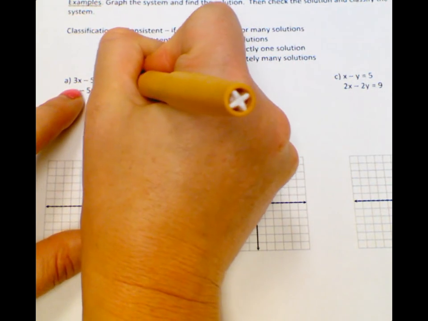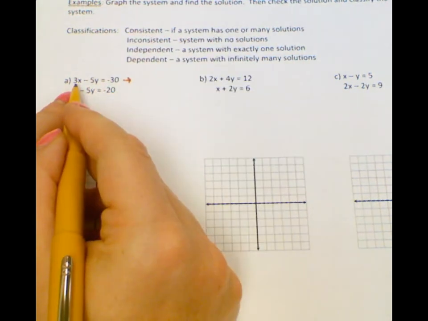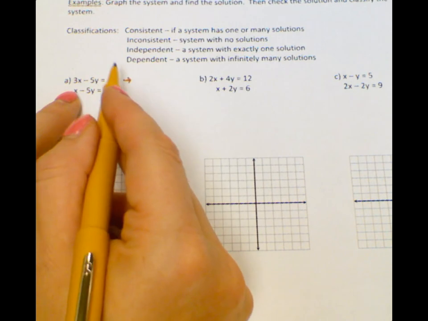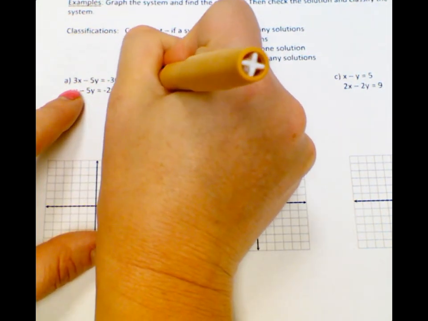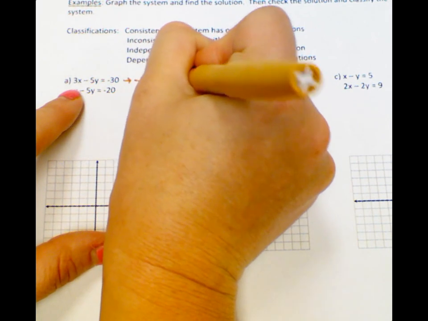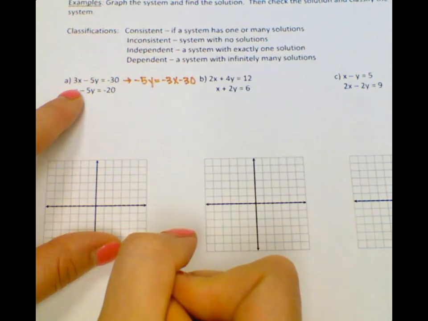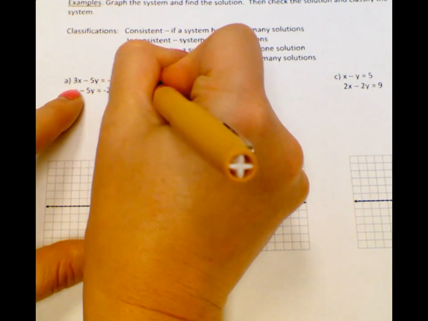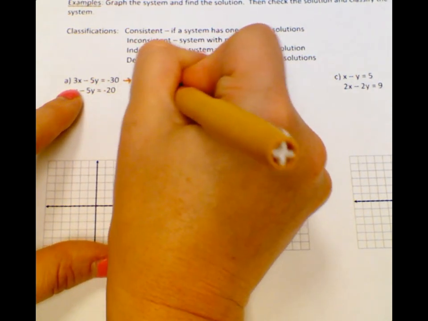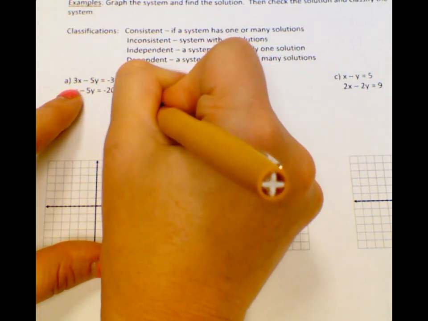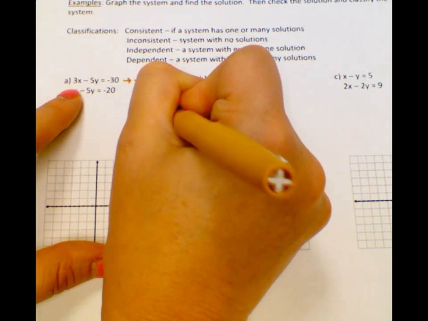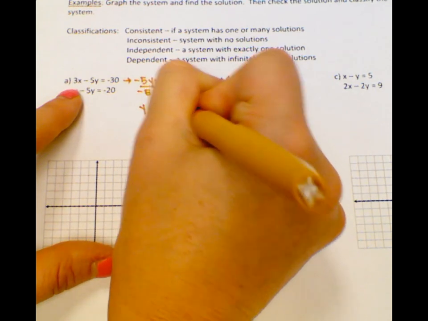Okay, so let's start with this first one. I'm going to move this 3x to the other side. If it's positive over here, what's it over here? Negative. Good. So I have negative 3x minus 30. Now remember, you're going to divide everybody by negative 5. So we're going to have y equals 3/5 x, because negative and negative make a positive, plus 6.